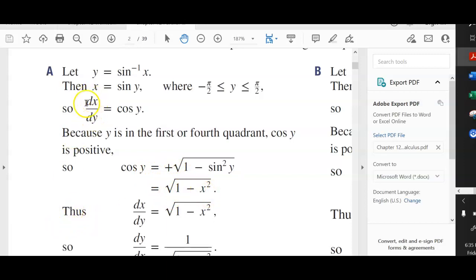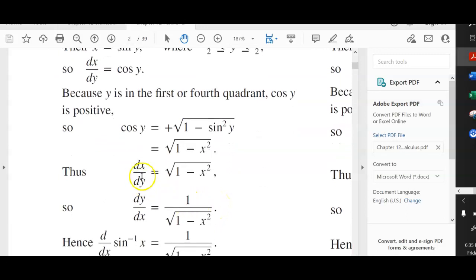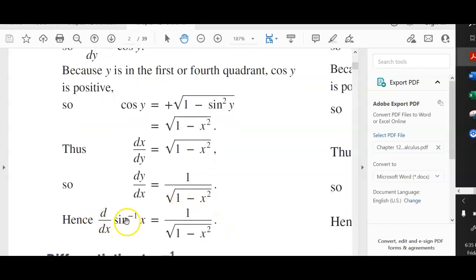So therefore we know that dx dy, which we said is cos of y, is also going to be the square root of 1 minus x squared. So what we then can do, remembering that these are inverted, so therefore dy dx is going to be the reciprocal of dx dy. So I can rewrite that as 1 over the square root of 1 minus x squared. So that's where the formula comes from. The derivative of inverse sine is 1 over the square root of 1 minus x squared. So we can do that for cos, we can do that for tan as well, using the same format.